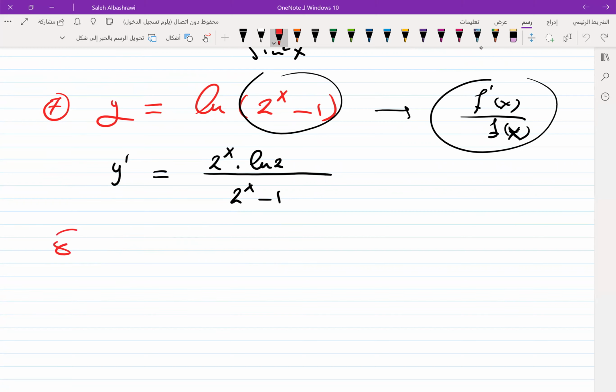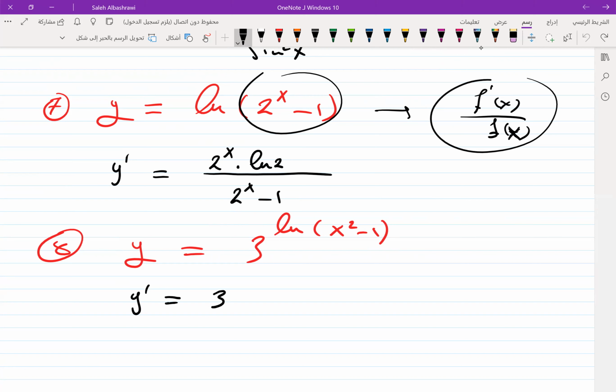Number 8, if we have y equal to 3 to power ln of x square minus 1. Y equal to 3 to power ln of x square minus 1. The derivative for this function, y prime is equal to, since we have exponential function, so it will be the same as in the first step. It is 3 to power ln of x square minus 1 multiplied by.